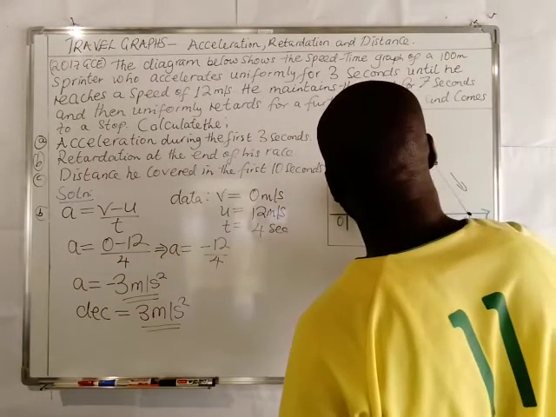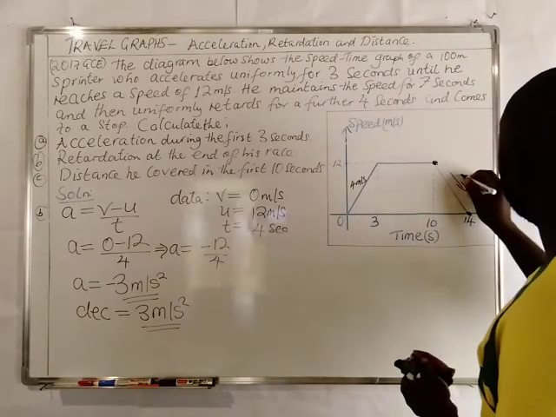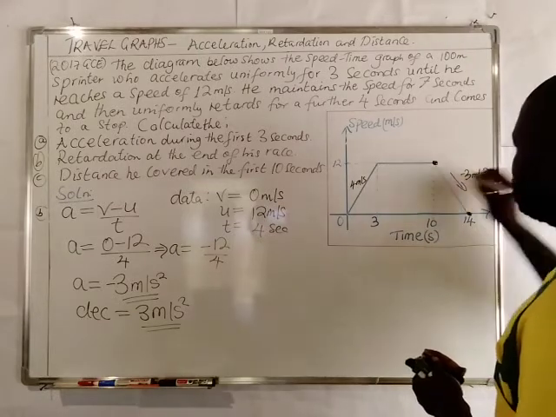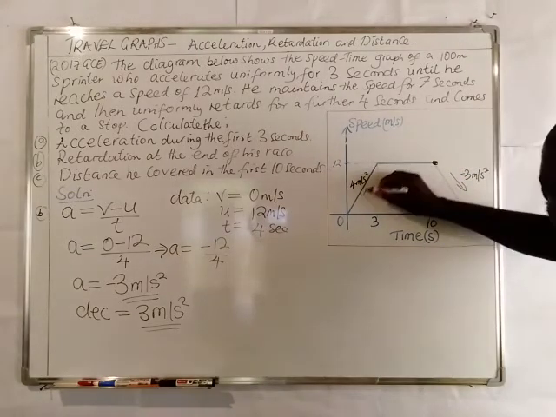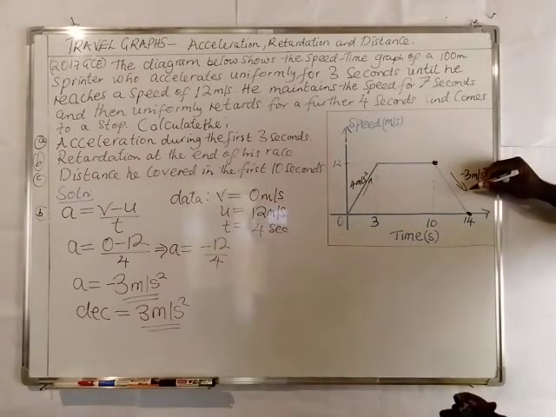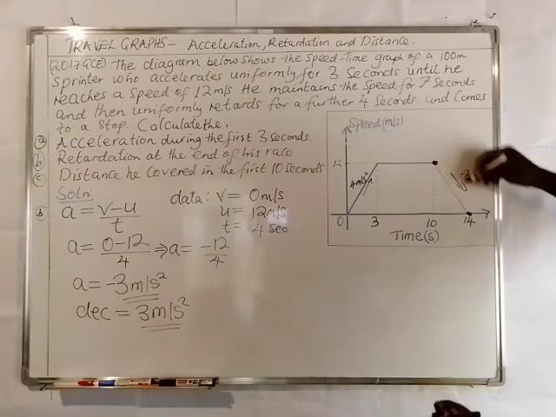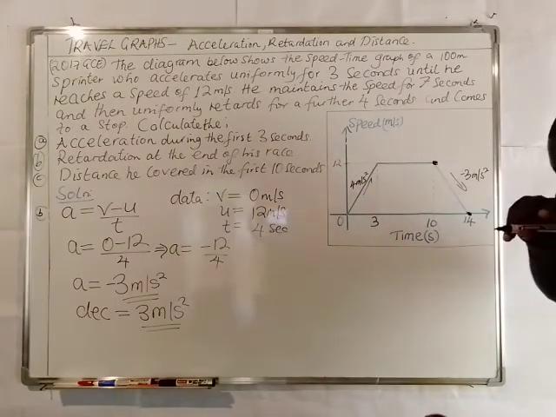Here we have 4 meters per second squared. Here we have negative 3 meters per second squared. Okay. So this is the acceleration here. This is the deceleration here. The rate at which speed is being reduced here. The rate at which speed is being increased here.